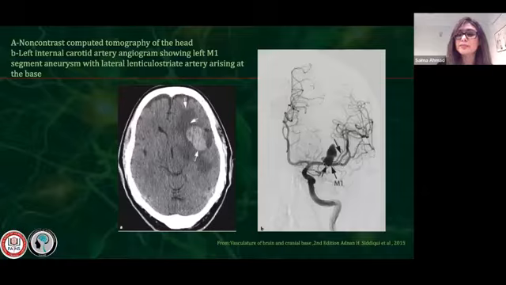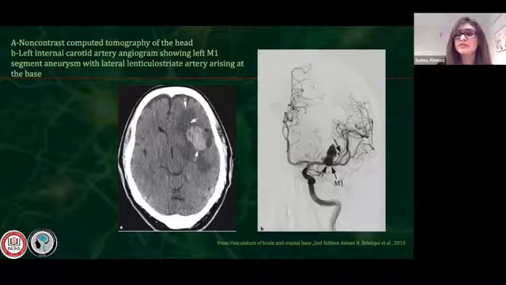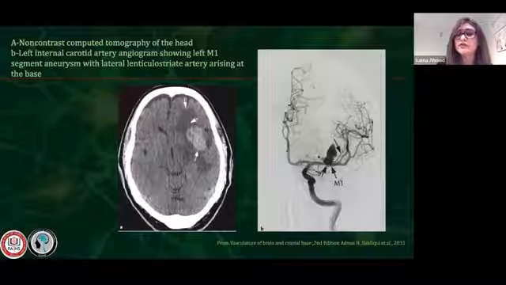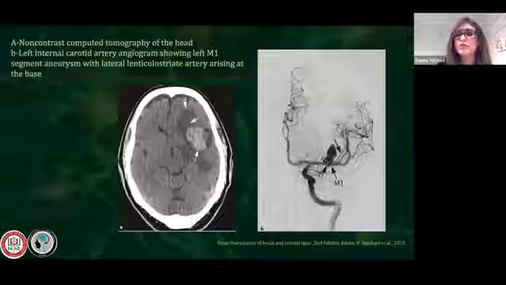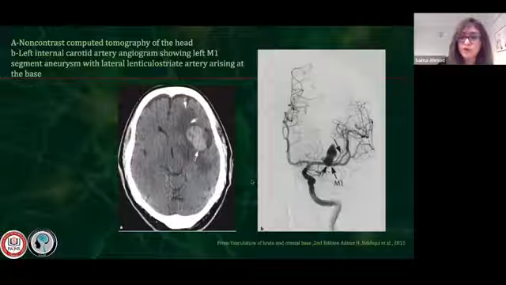But this aneurysm is arising from the M1 segment. You see, this is the M1 segment, and there is a small branch arising from the base, which is a lenticulostriate artery. So this kind of aneurysm is not best treated with surgery. We have to perform the endovascular procedure, and of course with a residual neck. So we do not want to have a lenticulostriate infarct. So the planning is very important.